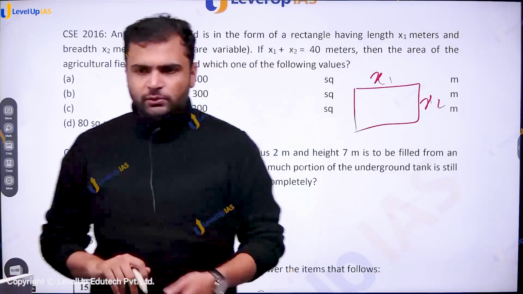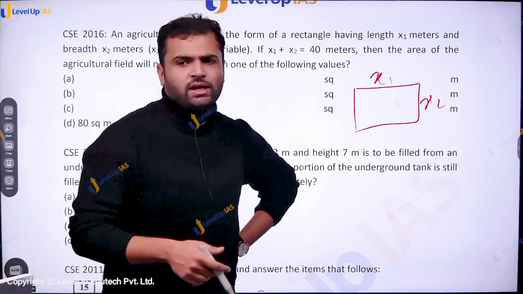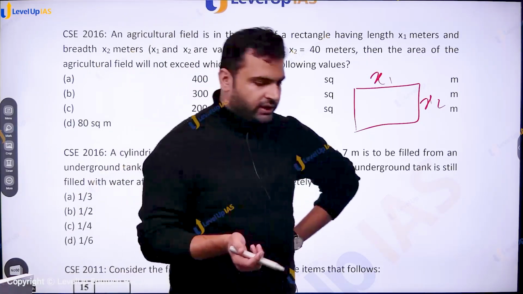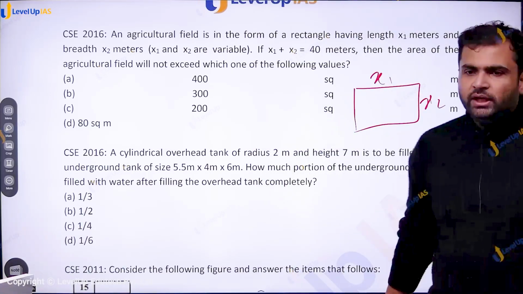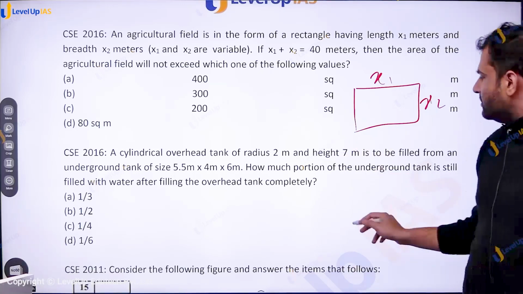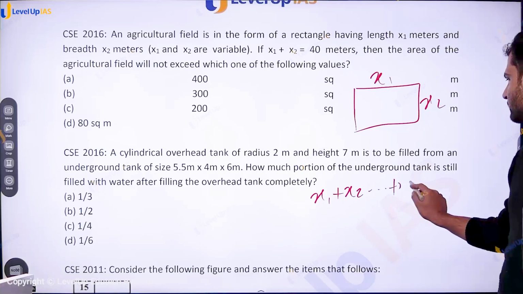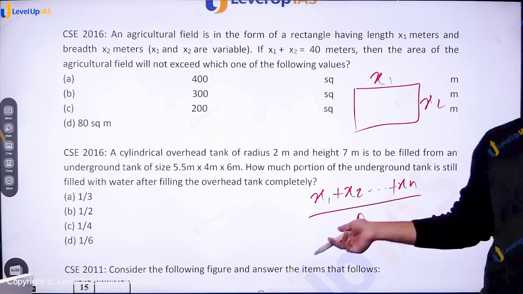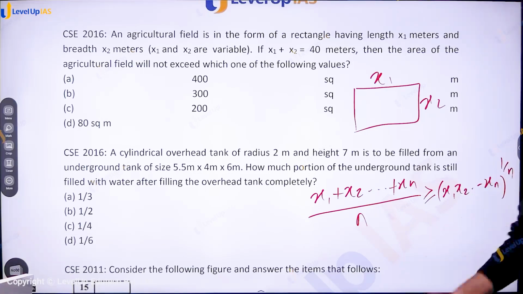Mathematically you can arrive at it using different things. One thing you can use is AMGM inequality. We'll study about it later, but it says that arithmetic mean is greater than or equal to geometric mean. Arithmetic mean is nothing but if you have n values, x1 plus x2 up to xn divided by n, this is arithmetic mean. And the inequality says that it is greater than or equal to geometric mean, which is nothing but the nth root of the product of all those values.